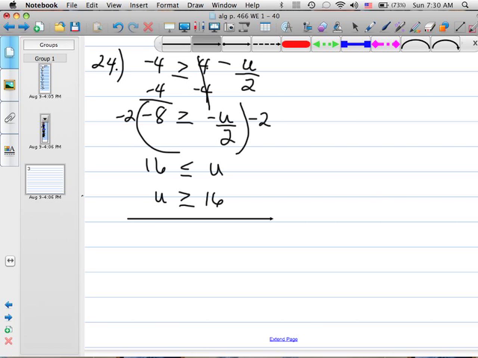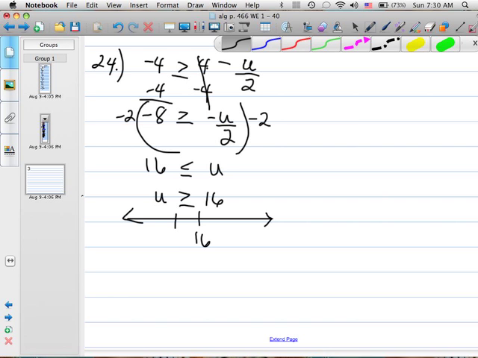And we put 16 down, and to the left of it 15, and to the right 17. And it's greater than or equal to, so solid circle is shaded to the right.